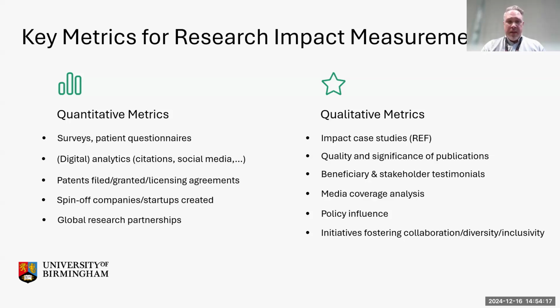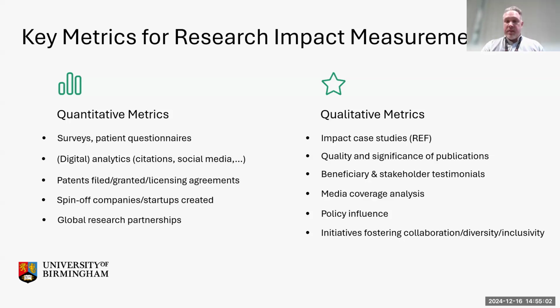Also, another metric is how many international or global partnerships have taken place through a certain type of research. Regarding qualitative metrics, we can name the Research Excellence Framework, impact case studies, 4-star publications, other types of qualitative publications, and stakeholder testimonials, which I'm going to talk about also later. Also very important is if there's any media coverage on the news or different types of online newsletters. Also for social studies, it's very important if you have blogs or podcasts around your research.